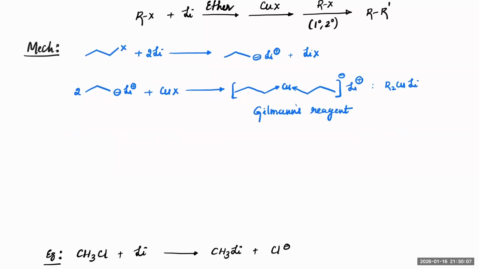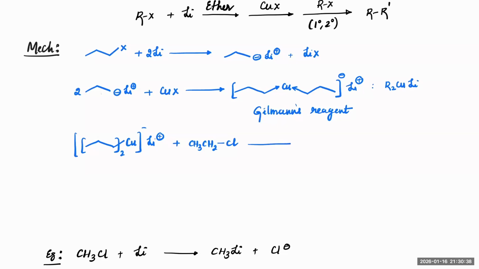Next. Now you have this Gilman's reagent, which is two propyl groups connected to copper, overall with minus charge and lithium plus charge. Now this Gilman's reagent can be connected to any alkyl halide, it does not make any difference. So let me take this as CH3CH2Cl. This is a new alkyl halide.